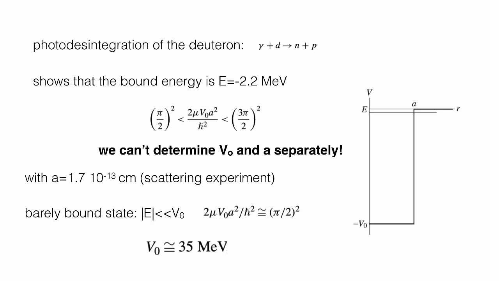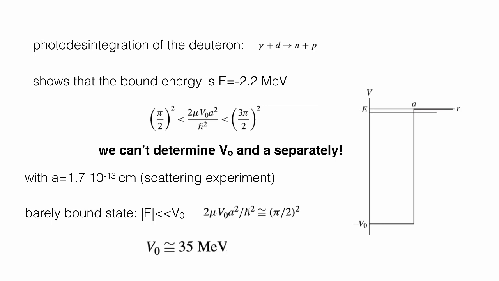And one thing that you don't want to be confused about is that even though the bound energy is minus 2.2 MeV, the potential well is much deeper. So when somebody asks you what's the interaction in the deuteron atom, the interaction is really 35 MeV in this model. It's not 2.2 MeV. 2.2 MeV is the energy of the bound state. Okay, good.